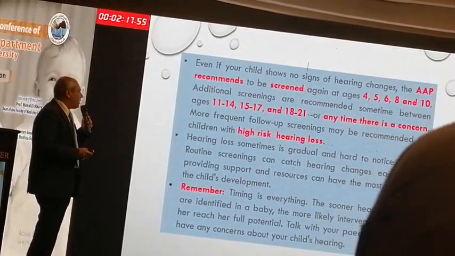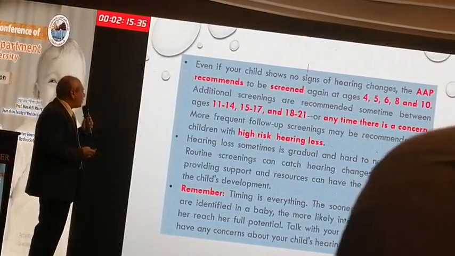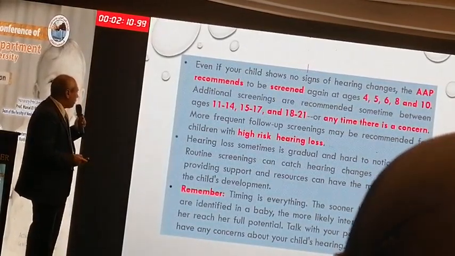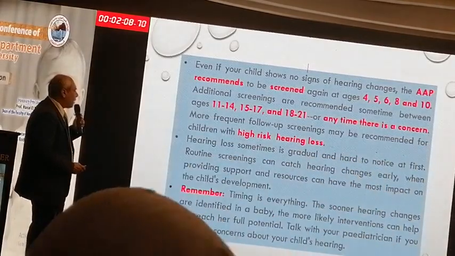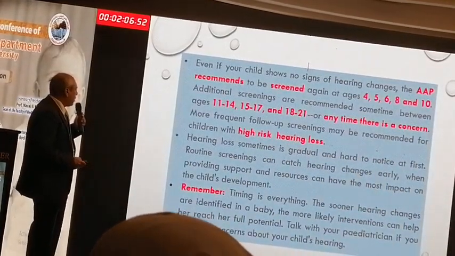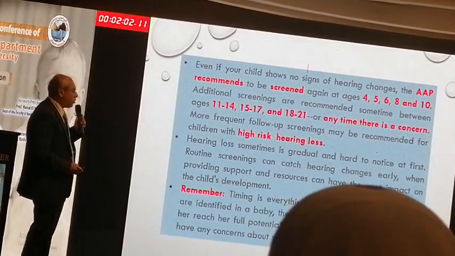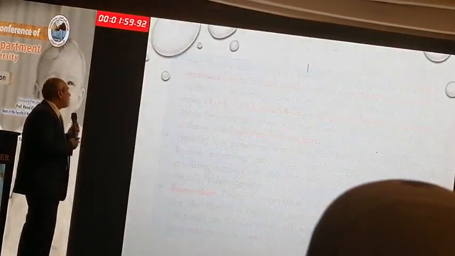Hearing loss sometimes is gradual and hard to notice at first. The routine screening can catch hearing changes early, when providing support resources can have the most impact on child development. Remember that timing is everything. The sooner hearing changes are identified, the more likely the intervention can help reach the full potential.